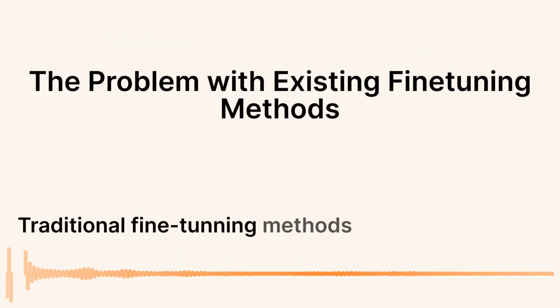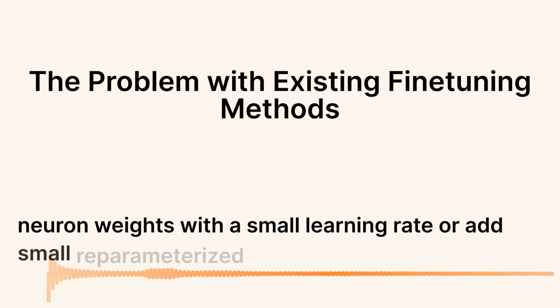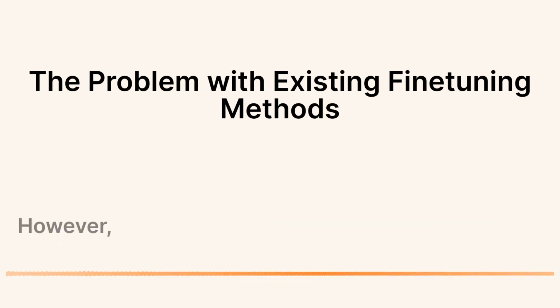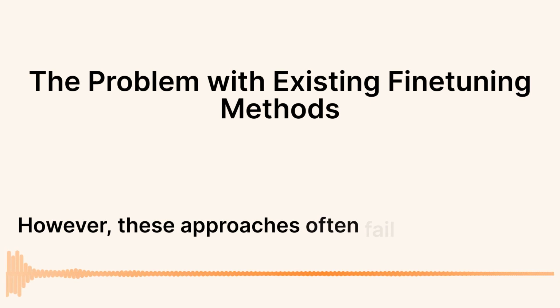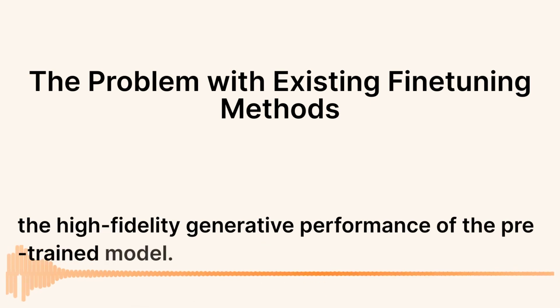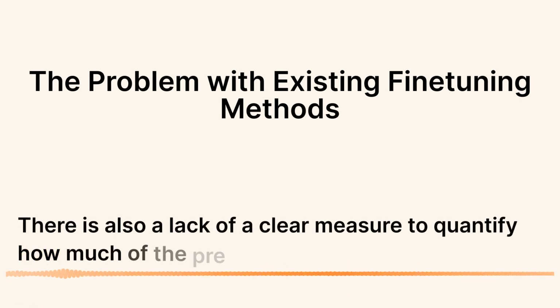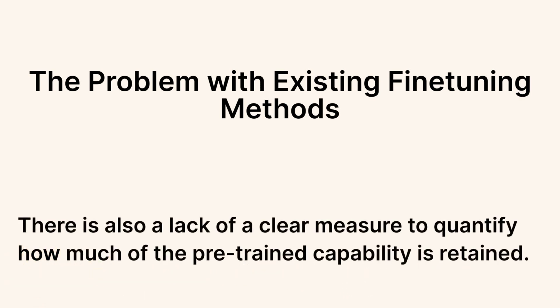Traditional fine-tuning methods either update neuron weights with a small learning rate or add small reparameterized components. However, these approaches often fail to maintain the high-fidelity generative performance of the pre-trained model. There is also a lack of a clear measure to quantify how much of the pre-trained capability is retained.